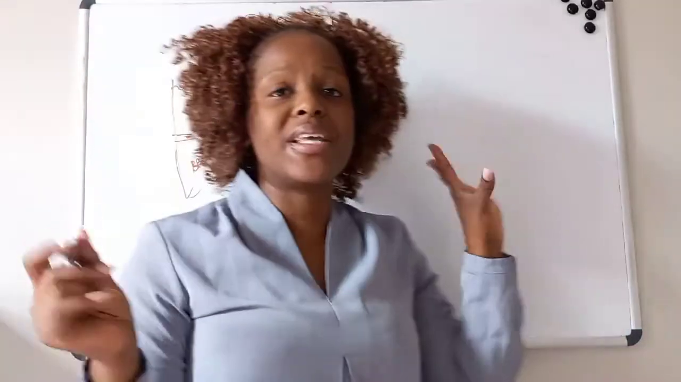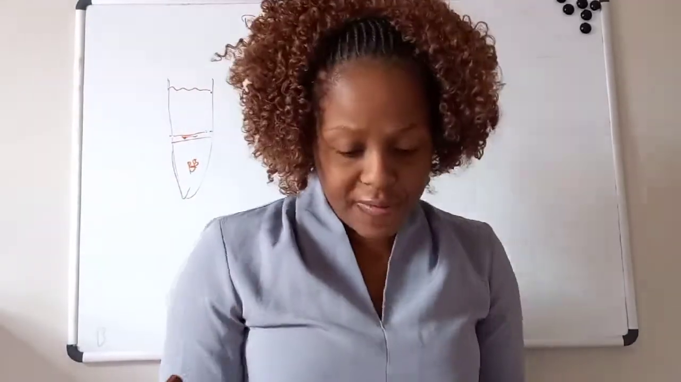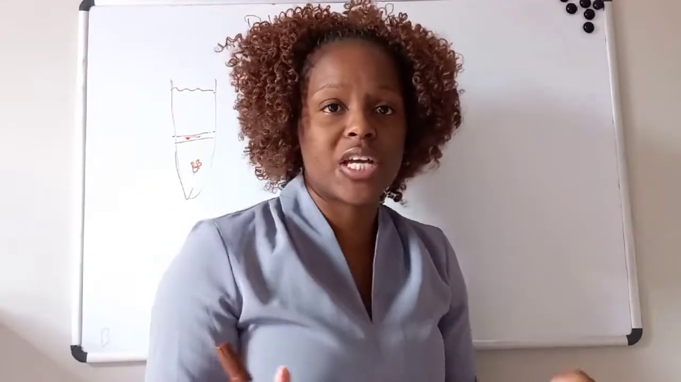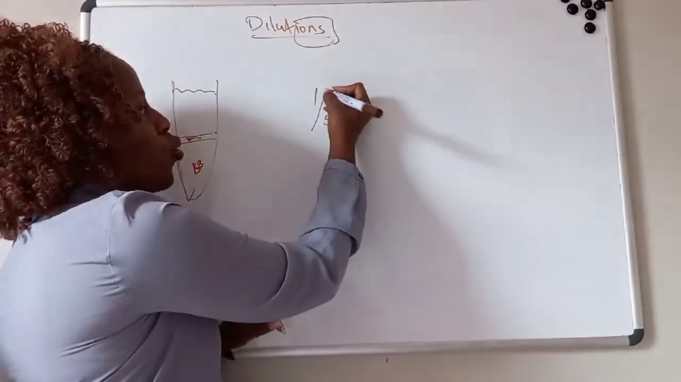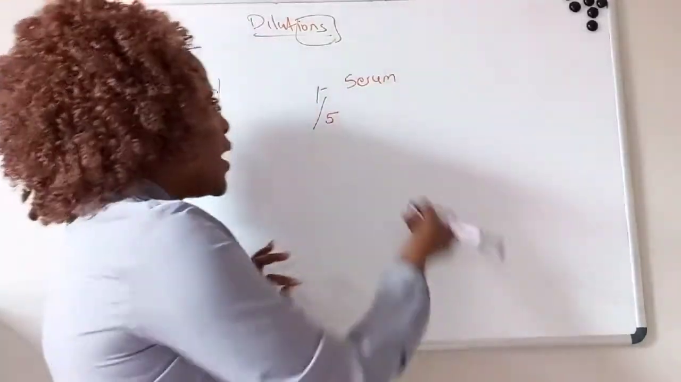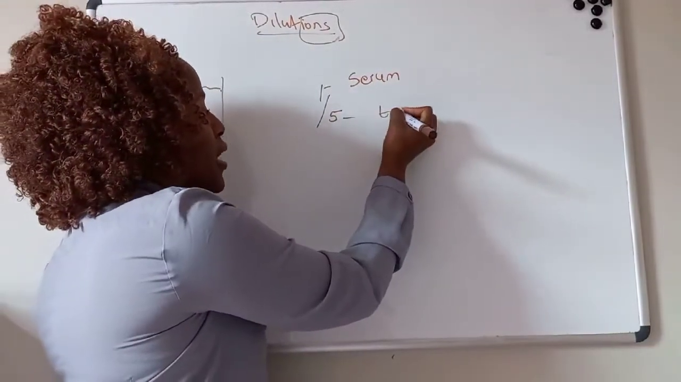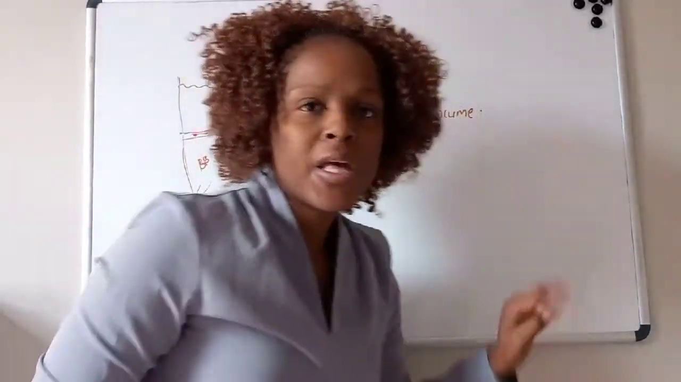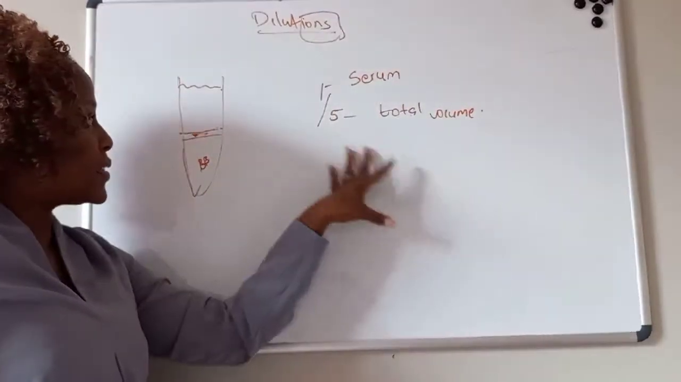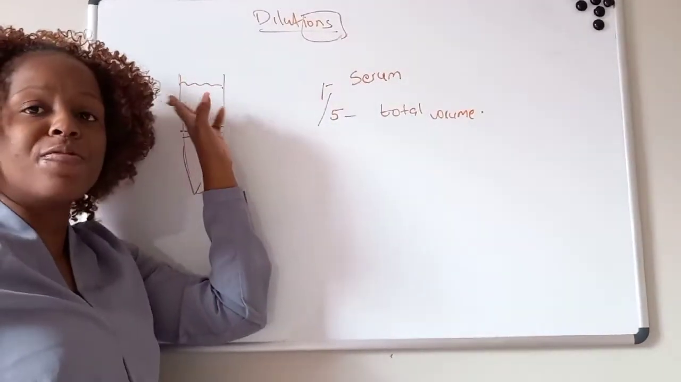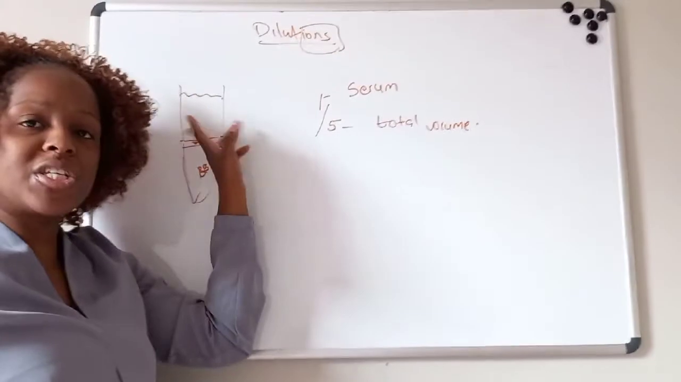So basically that's what they're saying. You need to do a 1 in 5 dilution. So you know now from our introduction that in the 1 in 5, the 1 will represent your part of the serum, and then the 5 will represent the total volume. So now, like I say, you know what dilution you need to make. You determine how much volume is left in your patient sample.